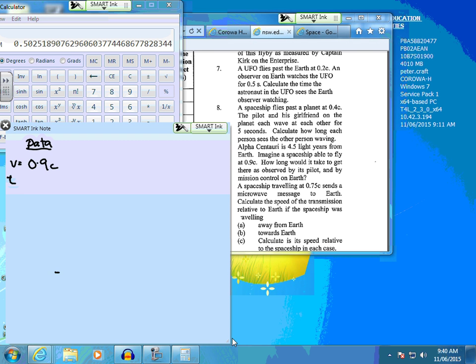I haven't given you all the information here to be able to use the formula, have they? The first thing you need to work out is the time on Earth. 90% of the speed of light. Well, if you're travelling at the speed of light, it takes 4.5 years to get there, right? And then you're going to have to come back again. So it'll take you 9 years to do the return journey if you're going at the speed of light.